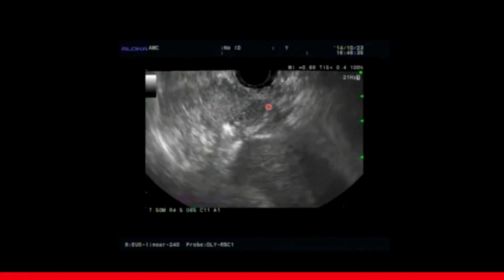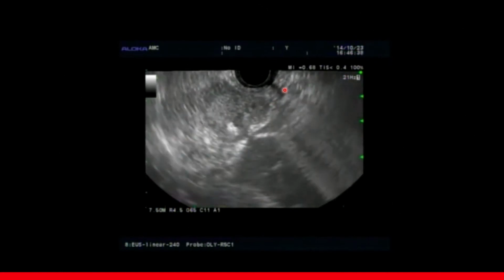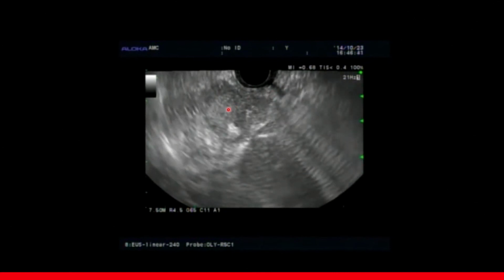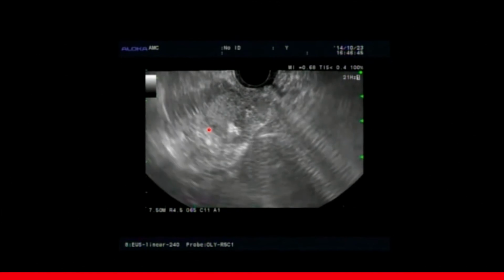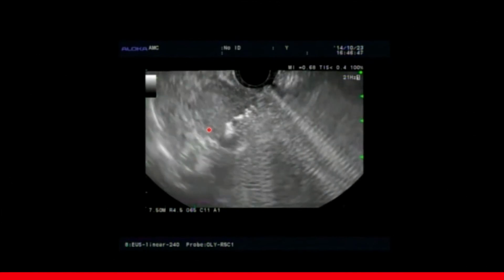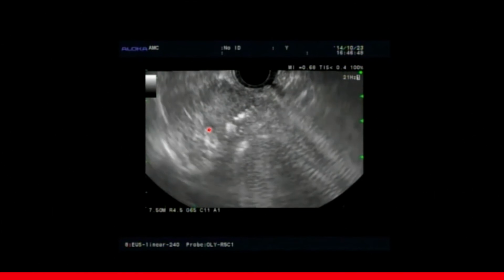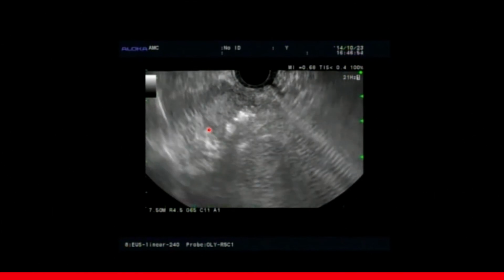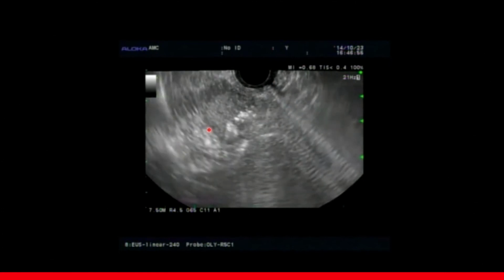After one line ablation, we removed the electrode and punctured to the left side of the screen and repeated another line of ablation. And this is one plane ablation. After one plane ablation, we tried to find another plane and continued ablation to cover most of the tumor.